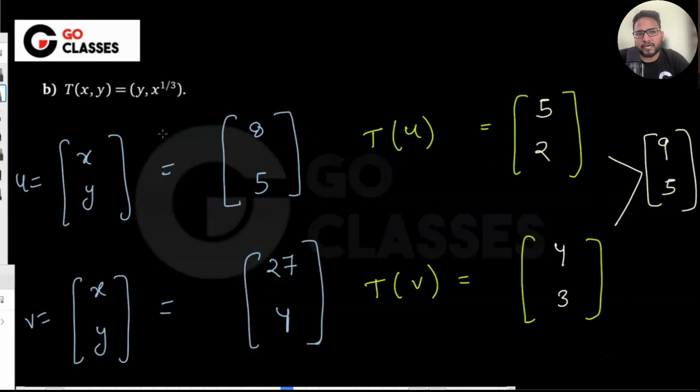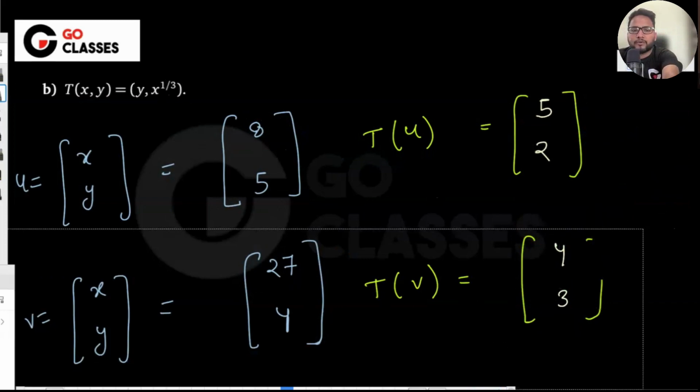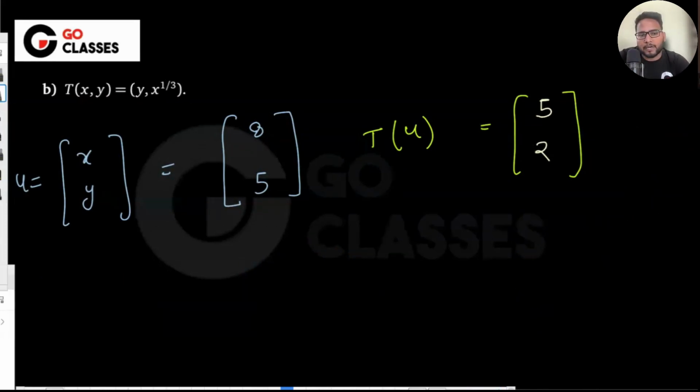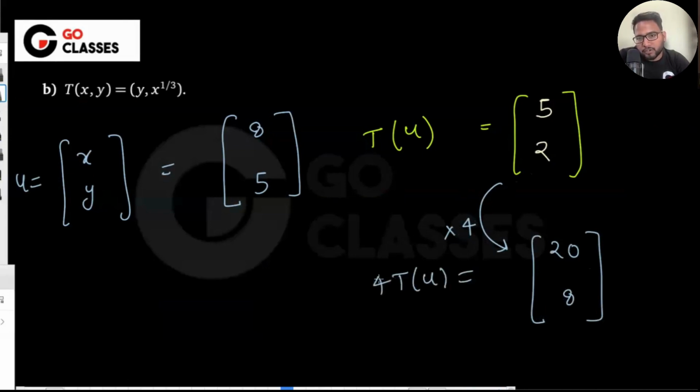There are multiple ways to check it. Maybe you can just check with the multiplication of something. Let's suppose you take the transformation of just one vector and then multiply by a scalar. For example, let's suppose the scalar is 4. What will you be getting? 20 and 8. So this is 4 times T of u, which is 20 and 8.